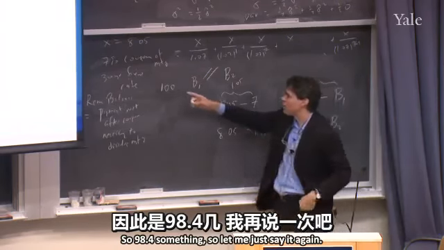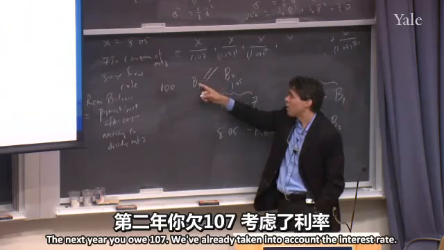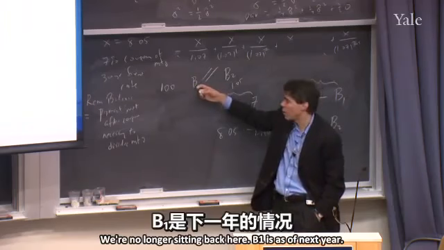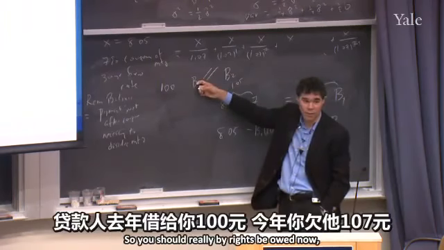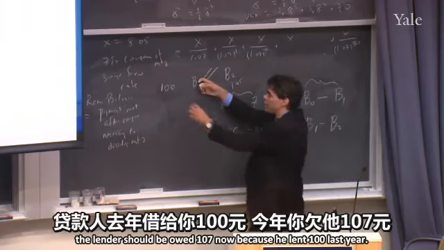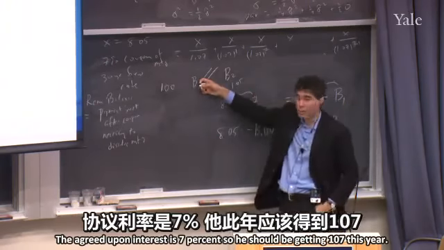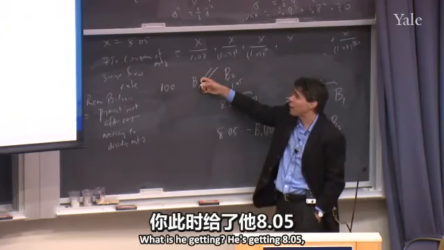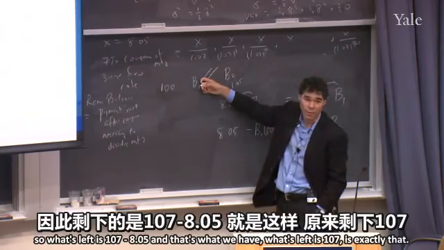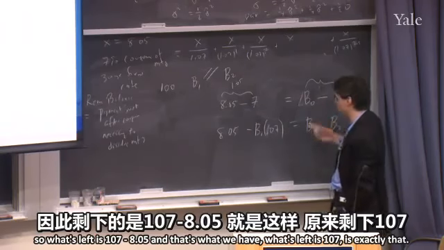Okay, so let me just say it again. You borrowed 100. The next year, you owe 107. We've already taken into account the interest rate. So we're sitting in next year; we're no longer sitting back here. B1 is as of next year. So by rights, the lender should be owed 107 now, because he lent 100 last year and the agreed upon interest is 7%. So he should be getting 107 this year. What is he getting? He's getting 8.05. So what's left is 107 minus 8.05.